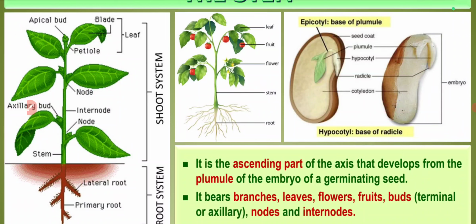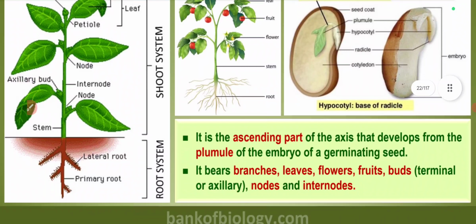plumule and radicle. Epicotyl and hypocotyl are names we will go through later. Before that, just remember the terms radicle and plumule. In the root system, we covered the radicle portions, and now the plumule portions are here. So it is the ascending part of the axis that develops from the plumule of the embryo of a germinating seed. It bears branches, leaves, flowers, fruits, buds, nodes and internodes.